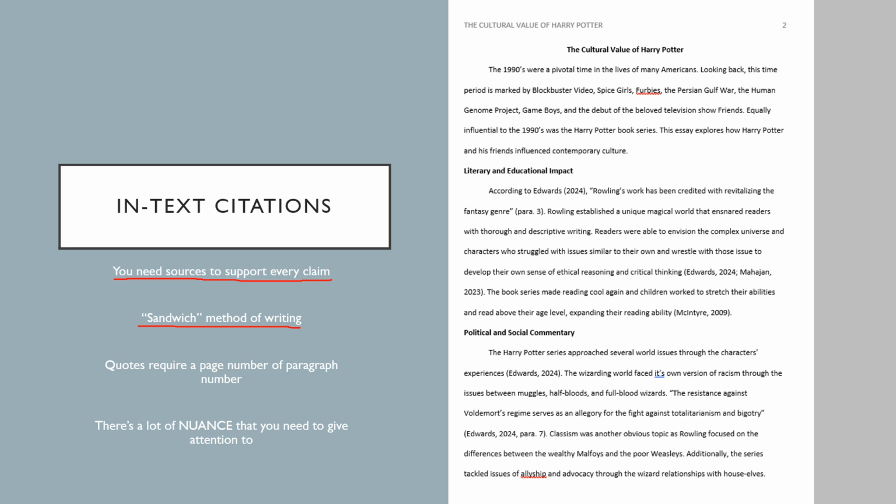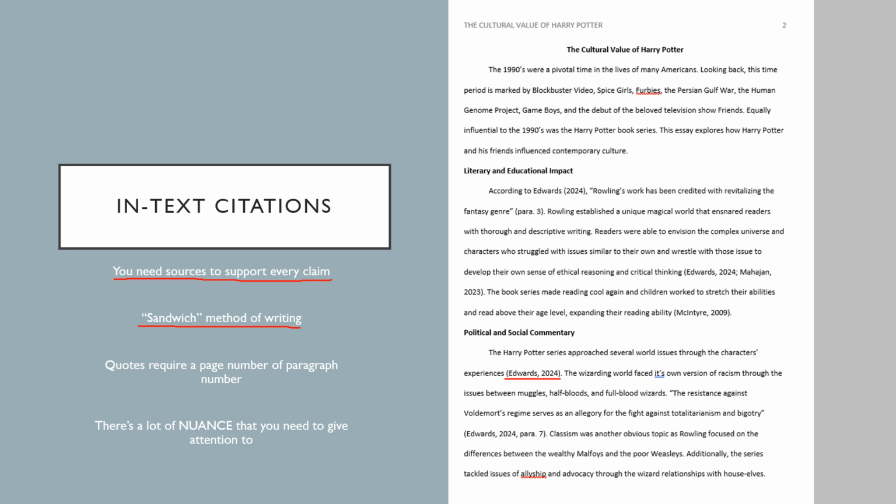So let's look at this paragraph 3, political and social commentary. The first sentence says, the Harry Potter series approached several world issues through the characters' experiences. And that came from Edwards. Okay, so I'm going to make note that it came from Edwards. But then when you read the next sentence, the wizarding world faced its own version of racism through the issues between muggles, half-bloods, and full-blood wizards.